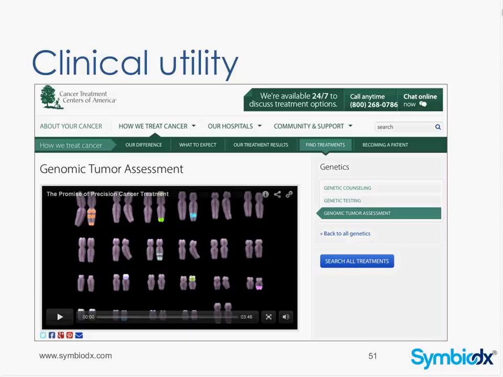This is the Cancer Treatment Centers of America, and I put this up there because it's ubiquitous. You hear it all the time on the radio, on the TV, everywhere: have your tumor genome analyzed, and this is going to be a big advantage. So in part, I think it's true, but in part, I think we also need to be thoughtful and careful about how we're using this technology.